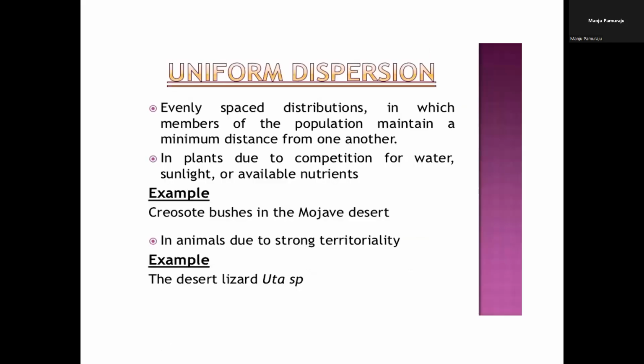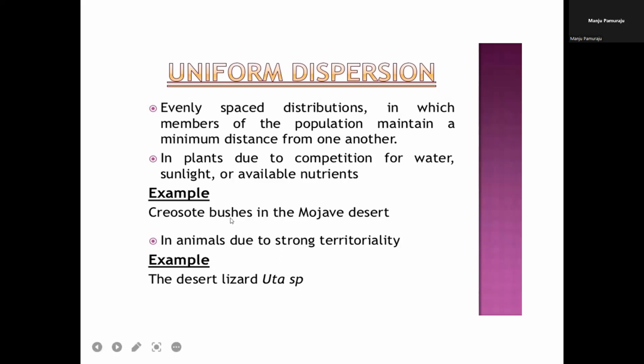The next one is the uniform dispersion. It is an evenly spaced distribution in which members of the population maintain a minimum distance from one another. They are arranged and distributed uniformly. In plants, due to competition for water, sunlight, or available nutrients, they are generally arranged uniformly.